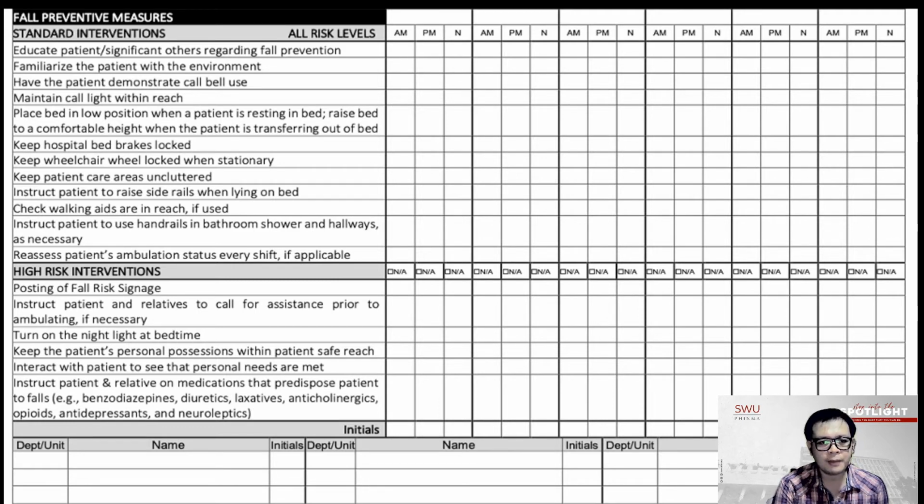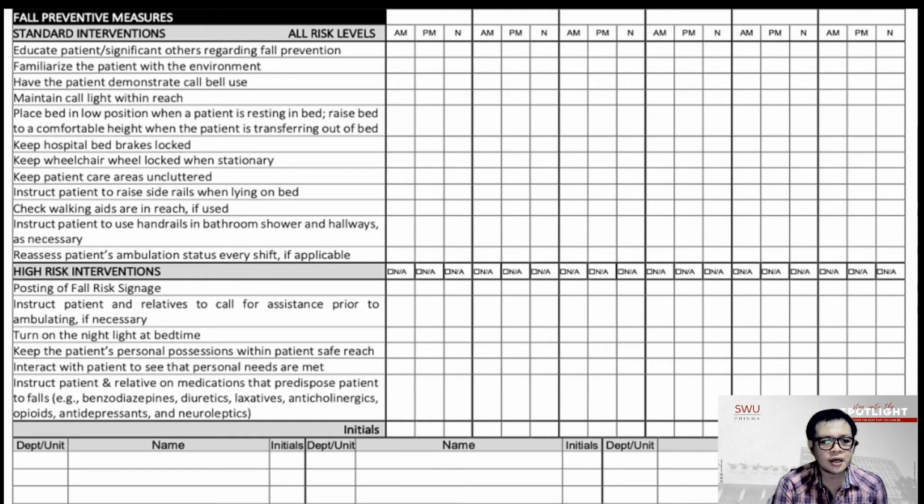If your patient doesn't need any wheelchair, nothing to worry about. You just have to place a check mark, making sure that you follow certain standard interventions at all times. Next is keep patient care areas uncluttered, making sure that the environment is free from other objects. Another thing is you instruct patient to raise side rails when lying on bed. You can do this, or even the patient or the significant other can do that. You just have to educate the patient and also the significant other how to raise it. Then you put a check mark.